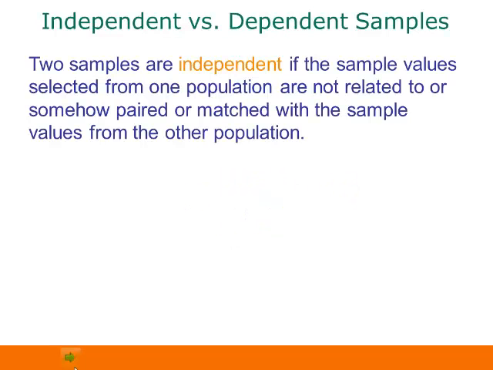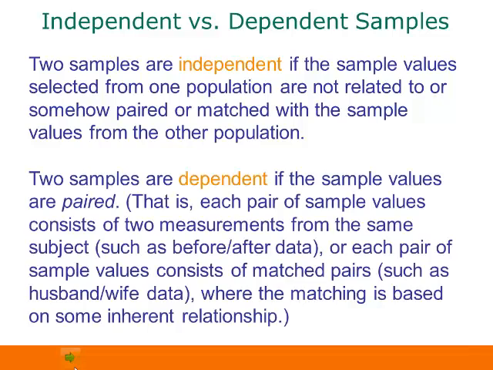One of the hard things in this chapter is figuring out when you have the case of independent samples and when you have the case of dependent samples. So two samples are independent if the sample values selected from one population are not related to or paired or matched with the sample values from the other population. The samples are dependent if the sample values are paired somehow. So each pair of sample values either consists of two measurements from the same subject, like before and after data, or each pair of sample values consists of matched pairs, such as husband and wife, mother and daughter, etc., where the matching is based on some relationship.